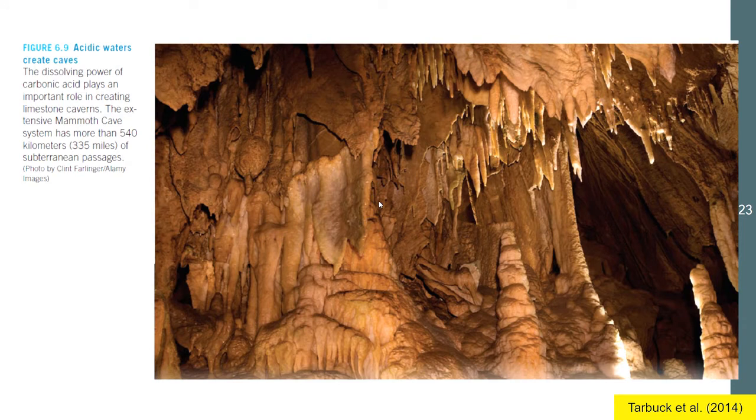We see here a good example of chemical weathering: acidic waters that can create caves. The dissolving power of carbonic acid is important in creating limestone caverns such as this one. The chemical reaction eventually carves out the mountain and carves out the inner portions or interior of the mountain to create such caves.